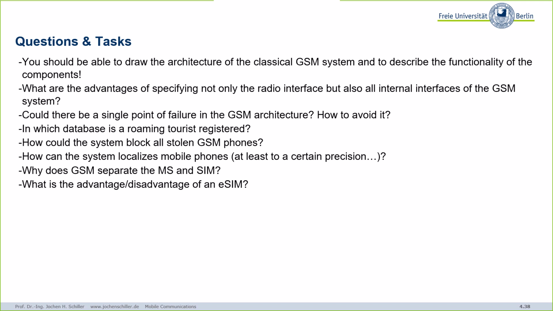So now to the first question. It's quite clear that you have to specify in a standard precisely the radio interface, because you have many different devices. But why also internal interfaces? Why do we have that many interfaces in the standards? If you look at the slides, you see so many internal interfaces. Why do we have to standardize them?